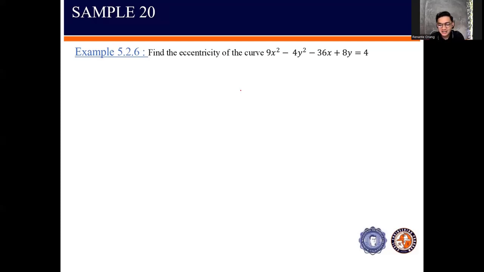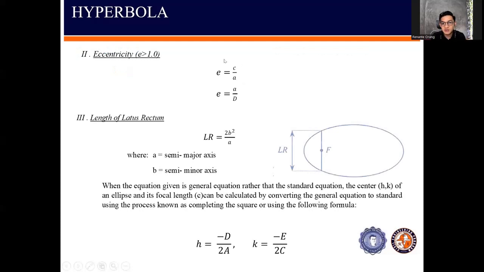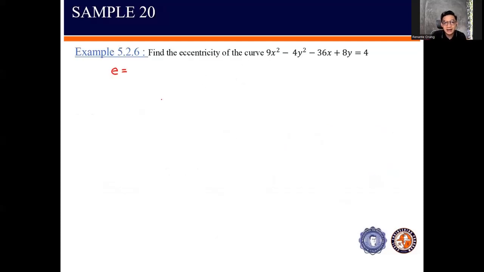No? So, saan siya nabulol tayo? So, therefore, in order for us to solve for the eccentricity, lagay muna natin si formula para hindi tayo malito. Eccentricity is equivalent to C over A. Ayan, nakalagay. So, lagay lang natin C over A.